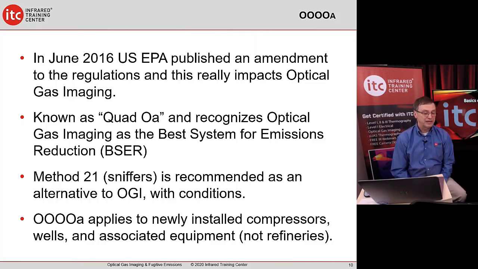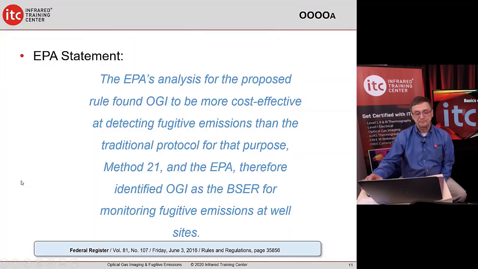And while the sniffers have a distinct advantage of getting some measurement of the concentration of the leak, the OGI can see a broad area, and you can see if there are multiple leaks, in particular on flanges and gaskets. Quad OA, well, I won't say unfortunately, but it applies to newly installed compressors, wells, and associated equipment. So it doesn't really fall into the category of refineries and ethylene plants and chemical plants and other facilities. But it's mostly for the oil and gas industry, the upstream stuff.